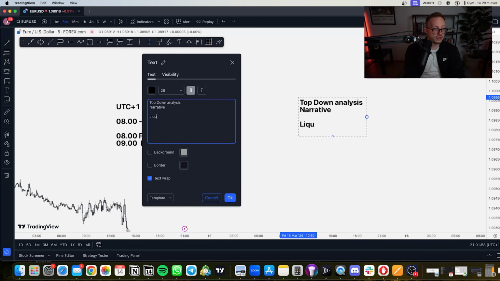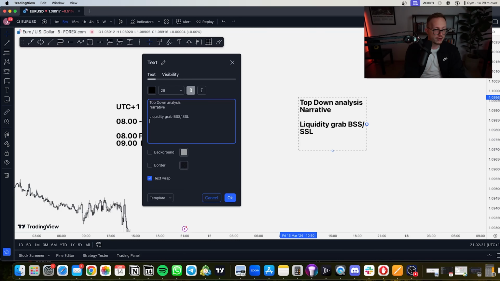So once we have that narrative, we want to see a liquidity grab. This can be buy side or sell side. It depends on which side we are going to trade on. So let's say if we are expecting a bullish market today, we want to see sell side being taken out first before we are taking our move. If we are expecting a bearish market today, we want to see buy side being taken out first before we are expecting our move. So after that, we want to see a market structure shift. And once we have that, we can enter the trade.